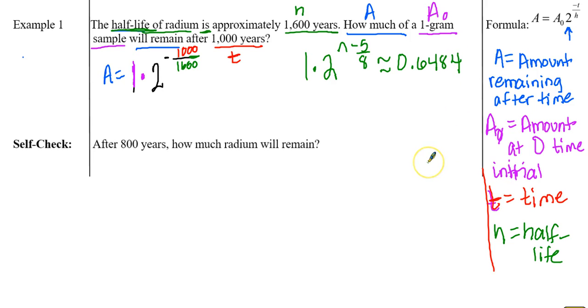Okay, so I'm going to give you tips today that I suggest you write down in the margins. When we're working with exponents and logs, we round to 4 decimal places, especially when we're dealing with such a small amount. So we're going to round to 4 decimal places, and then we're going to answer the question. So how much of a 1 gram sample will remain? I think we could say approximately 64.84% of 1 gram will remain.